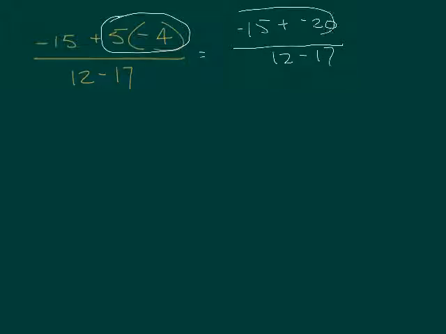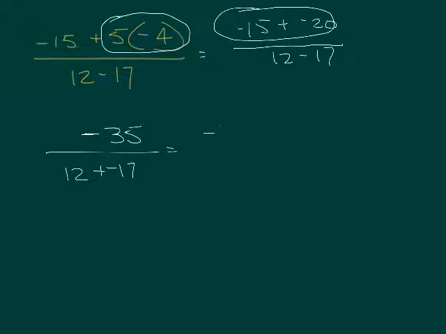Okay, now let's look at this. We have two numbers where the signs are the same. When the signs are the same, you add the numbers and you put the sign of the problem on the answer. On the bottom, we have a 12 minus 17. We're going to change that to 12 plus negative 17.